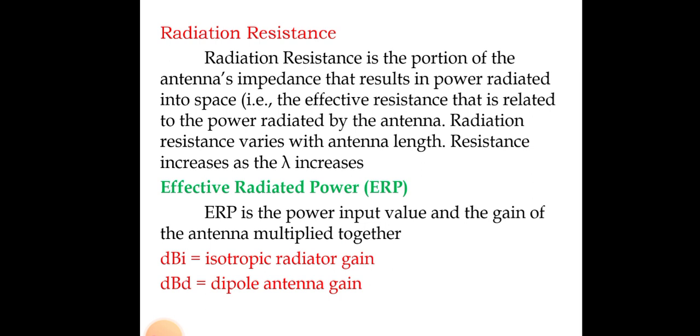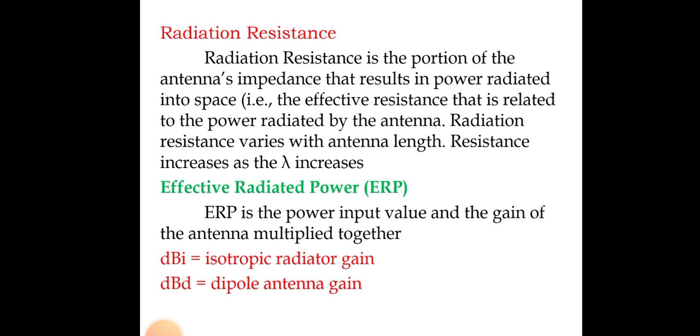Radiation resistance is the portion of the antenna's impedance that results in power radiated into space. That is the effective resistance that is related to the power radiated by the antenna. Radiation resistance varies with antenna length. Radiation resistance increases as the wavelength lambda increases.